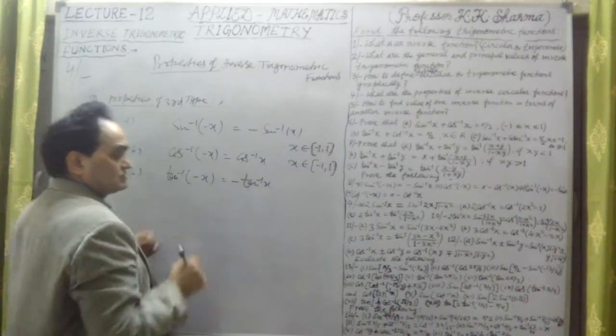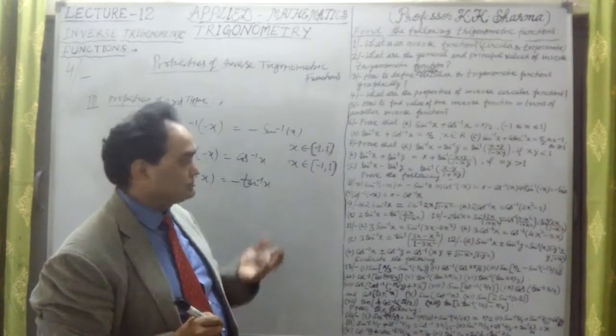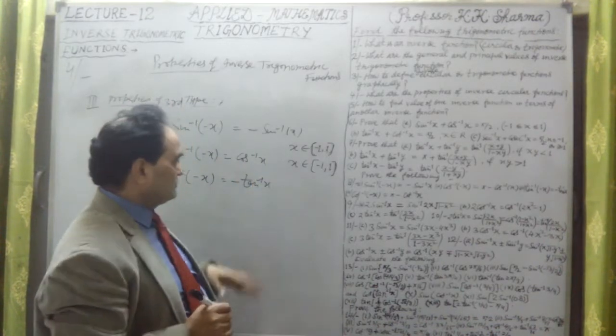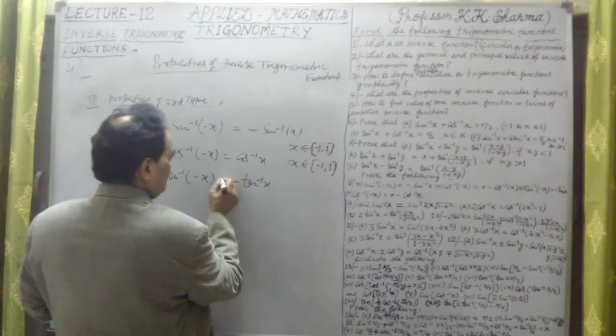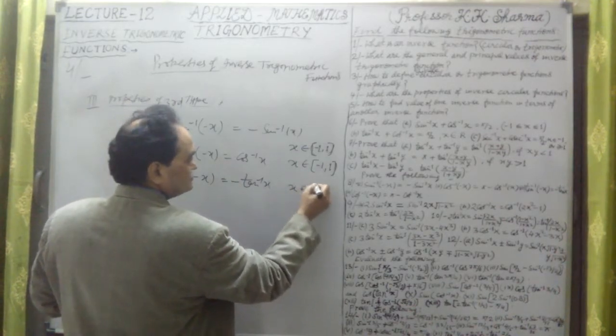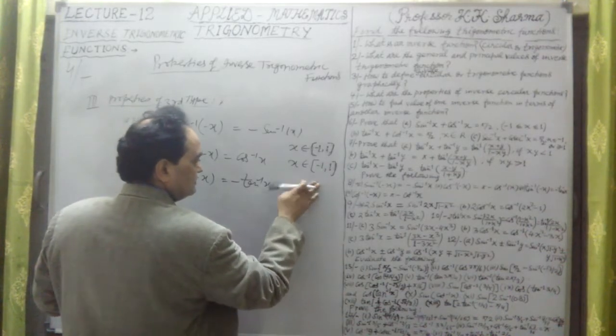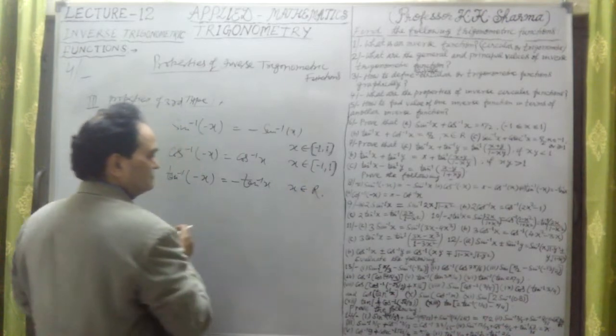As we talked about, cos x is an even function. Cos inverse x is also an even function, but it's positive in this case. So that is tan inverse x. Here x belongs to the set of real numbers.